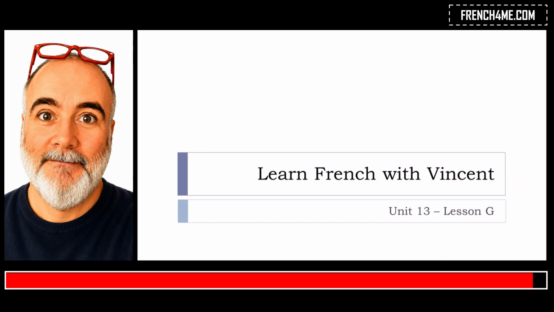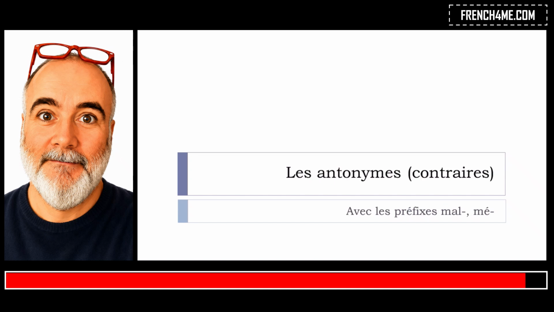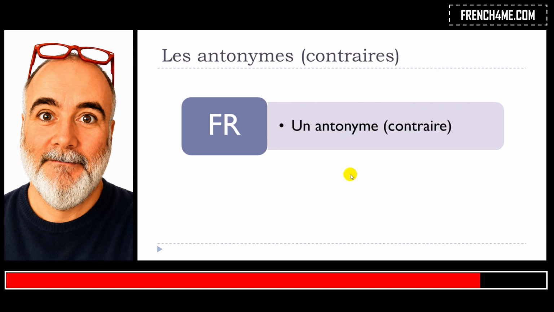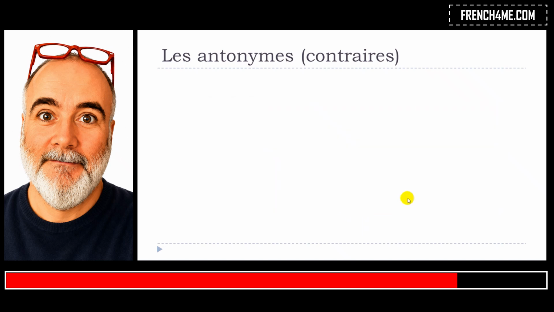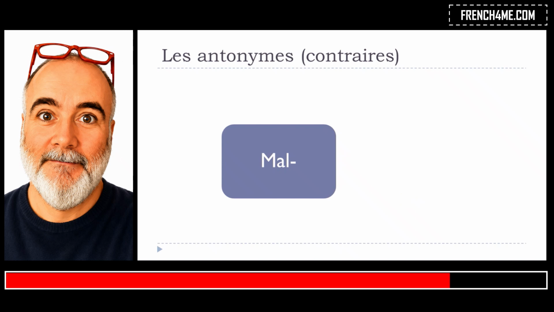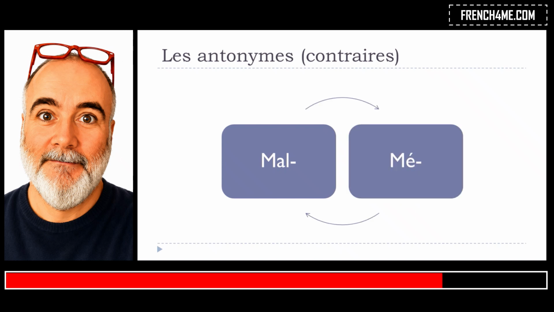This is Unité 13, leçon G. In this lesson we'll see together what we call les antonymes, or it's also possible to call them les contraires, okay? We'll see especially les antonymes ou contraires that start with a prefix mal or mé. So first thing that we should see together is what is an antonym or un contraire. In English it would be translated by antonym or opposite, okay? In this lesson we'll see first the antonyms that start with mal, and then the ones that start with mé. So let's concentrate first on the mal.